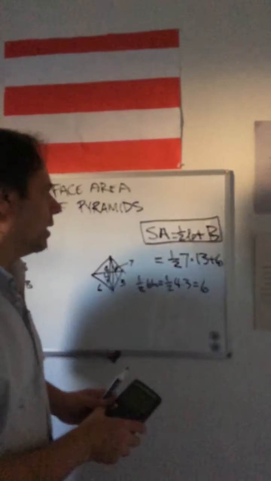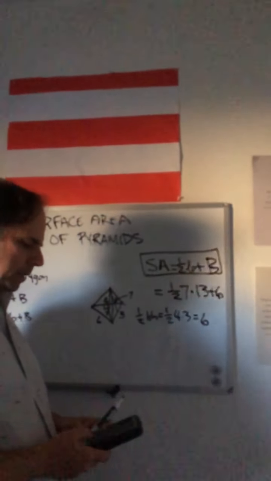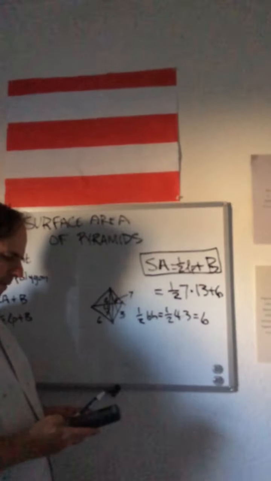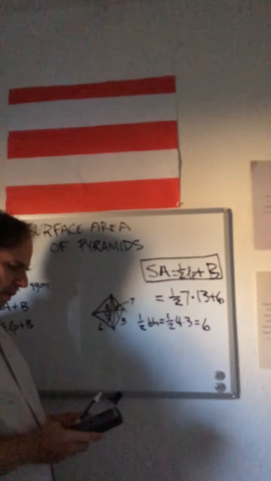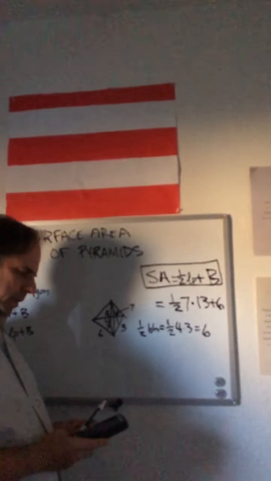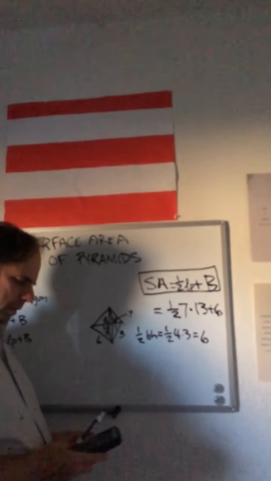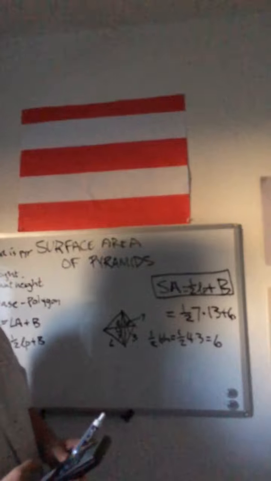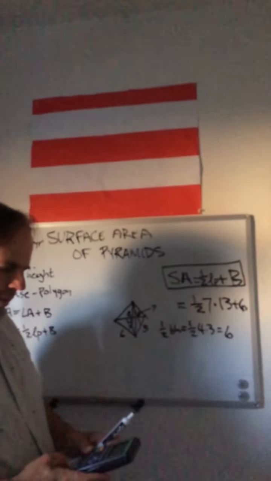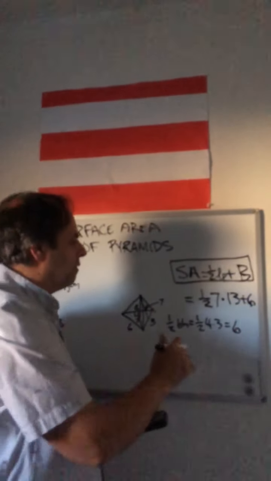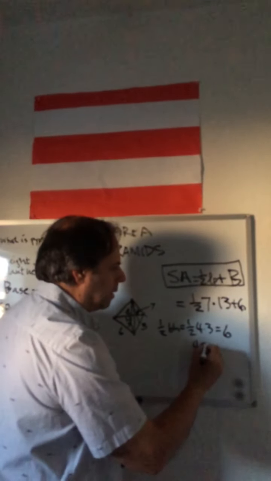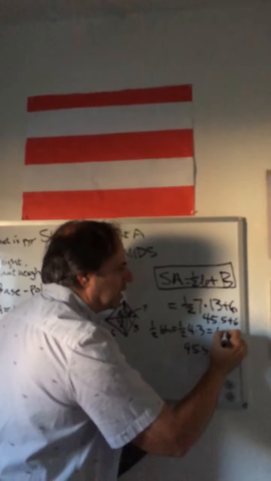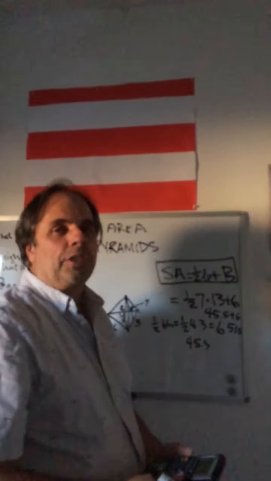I don't know what all that stuff is. I'll put it in my trusty calculator. And we have 7 times 13 divided by 2. It's 45.5. Or up here, 45.5 plus 6, and that's going to be 51.5.